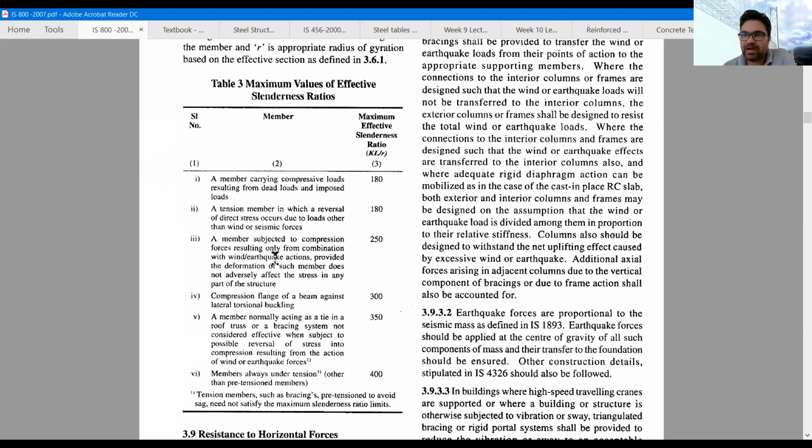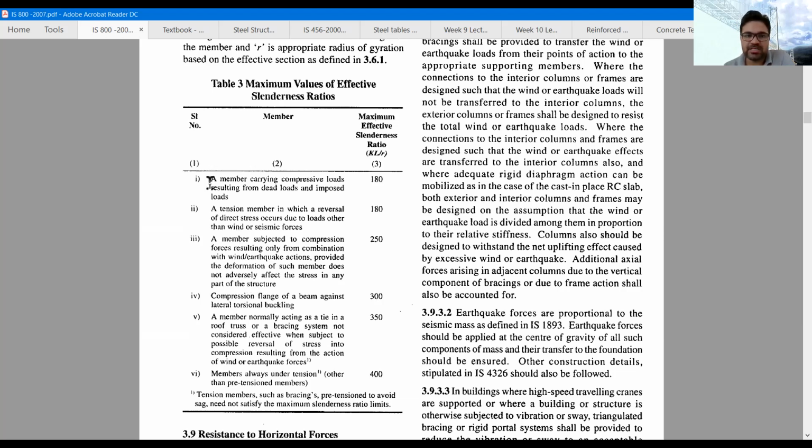So here we are trying to find out the compressive strength. So we will look for the compression member criteria. So in the first case, it says if a member is carrying compressive load resulting from the dead load and imposed load, in that case, the maximum permissible value of lambda will be 180. Similarly, for tension member, it will be again the same 180. And similarly, in all other 4 cases, it is given for the compression member and for the beam section. So all these criteria are not in our consideration in this question.